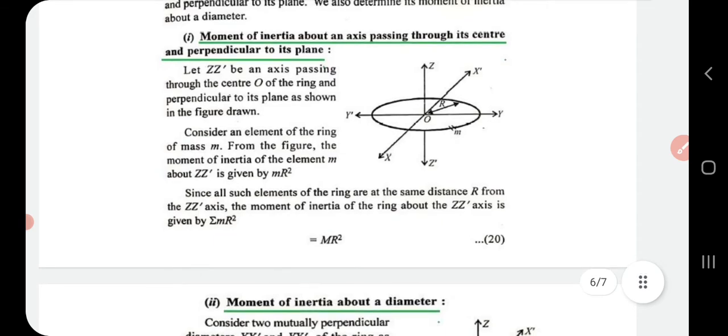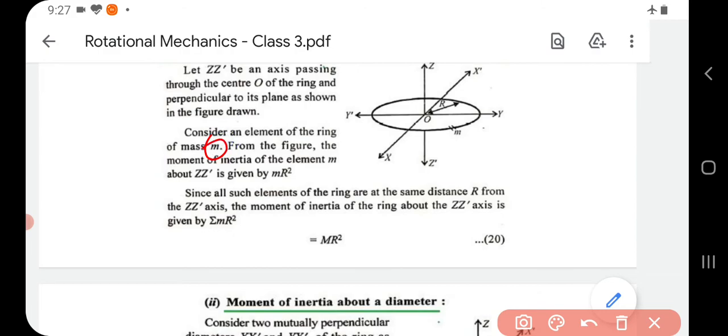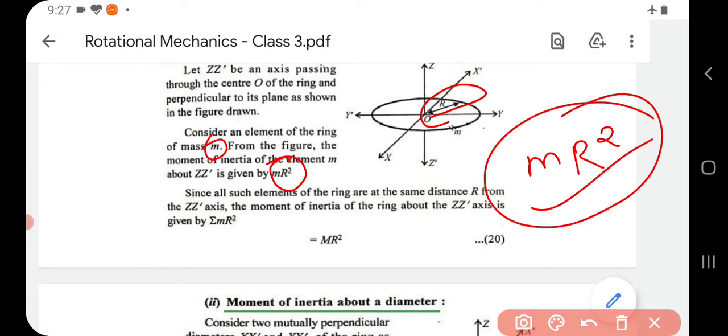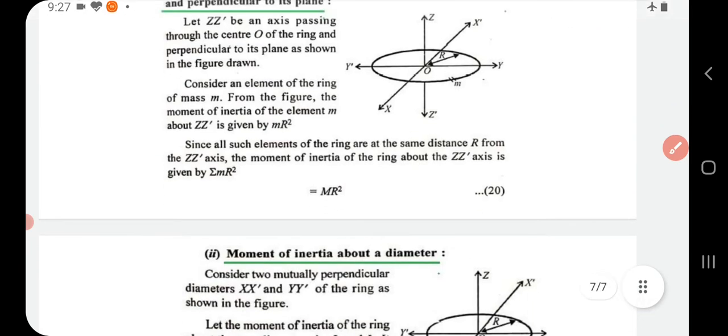Now you just consider a small element of the ring of mass small m. Now from the figure, the moment of inertia of the element m about z dash is mr square. That is, moment of inertia is mass into distance square. Here the distance is r. So mr square is the moment of inertia of the small element of the ring of mass m. Now since all such elements of the ring are at the same distance r from the z dash axis, the moment of inertia of the ring about the z dash axis is given as sigma mr square.